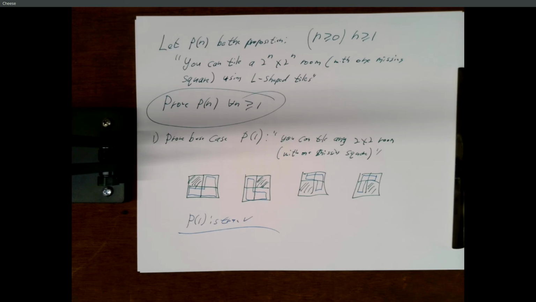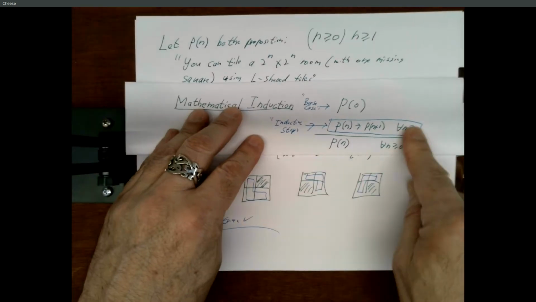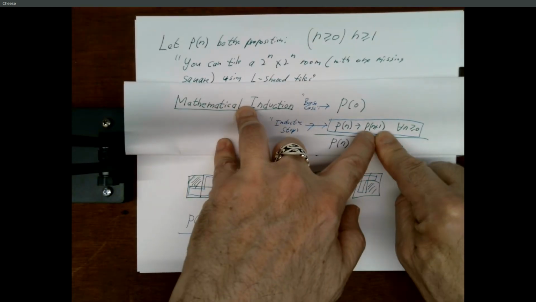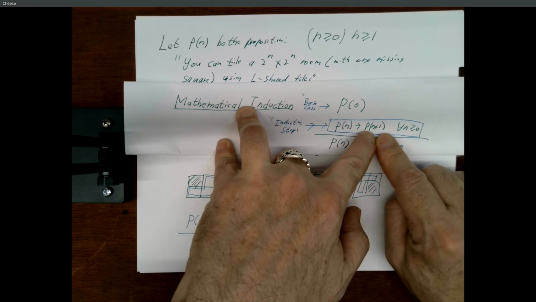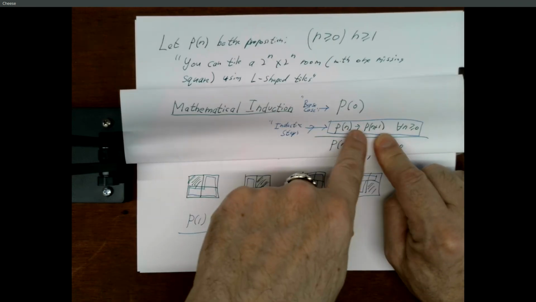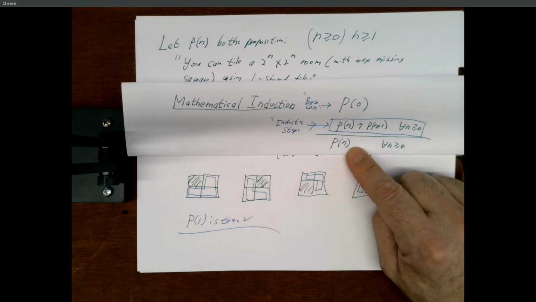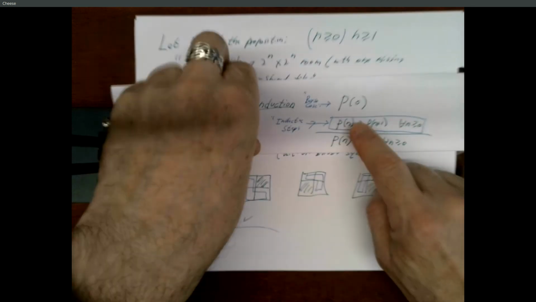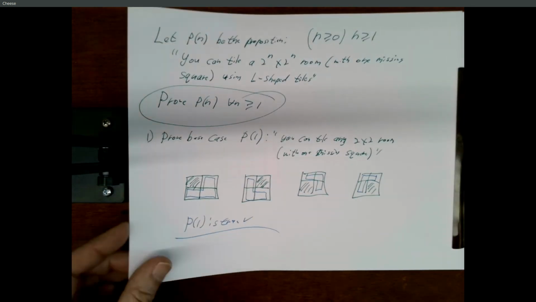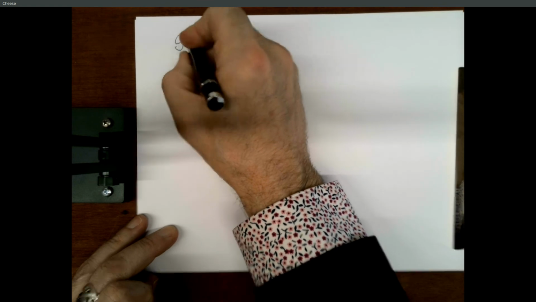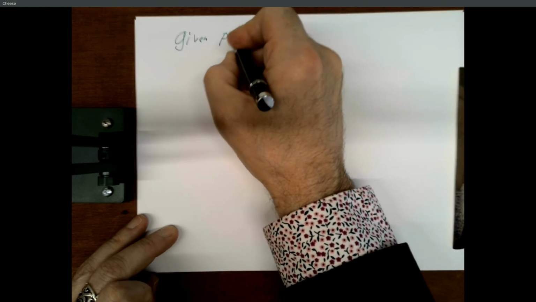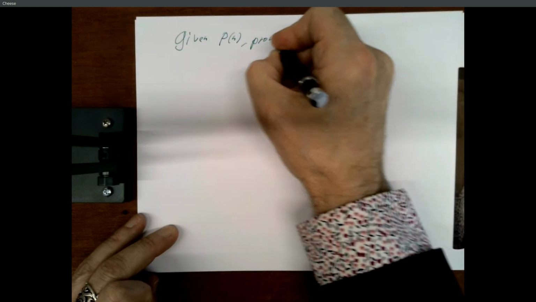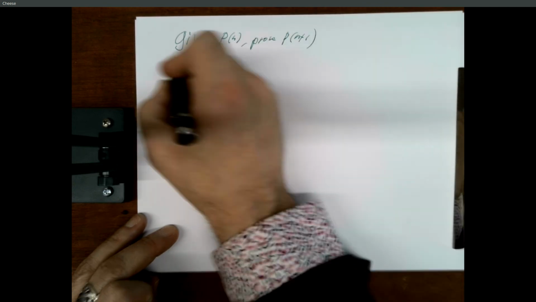Okay, but we got to prove this inductive step. We got to prove that if this is true for n, then it's true for n plus 1. Once we have that and we put it together with P of 1, then we can say P of n is true for all n bigger than or equal to 1. But we got to prove this inductive step. Okay, and this is kind of fun. Given P of n, prove P of n plus 1. That's all we got to do now.